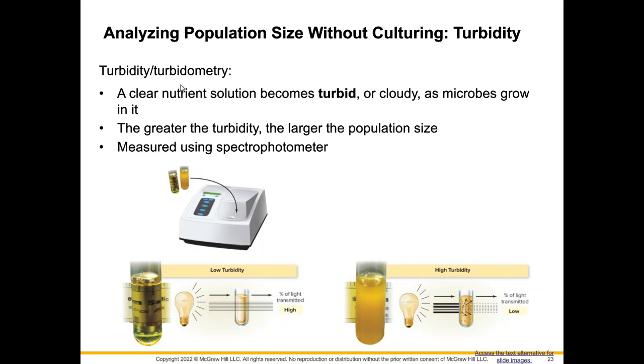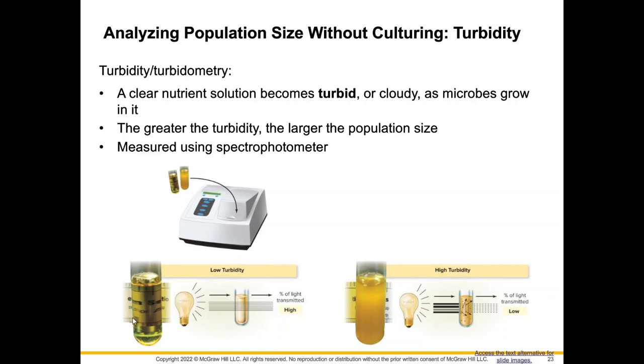A clear nutrient solution, like the one seen here on the left, will become turbid or cloudy, that's what turbid means, as microbes grow in it. So the greater the turbidity, the more cloudy it is, the larger the population size of bacteria. And these are measured using a fancy machine called a spectrophotometer. What it does is analyze the amount of light that is allowed to pass through the tube.